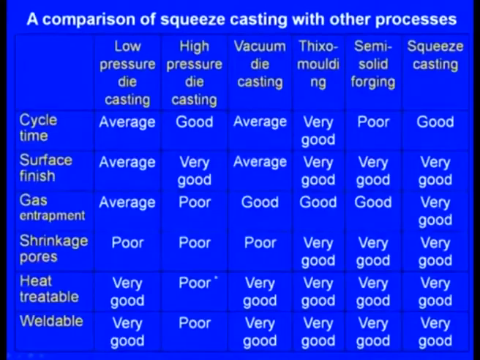Now, if we review all these properties and all these processes, what can we observe? In the case of the squeeze casting process, every property is very good. Only in the case of the cycle time it is good, otherwise all the properties are very good. So, that way squeeze casting is superior to its nearest casting process.